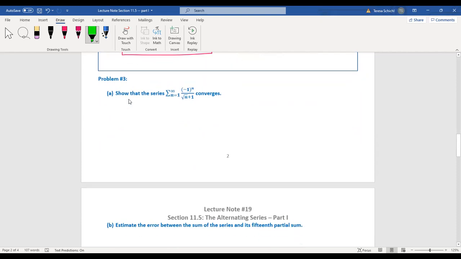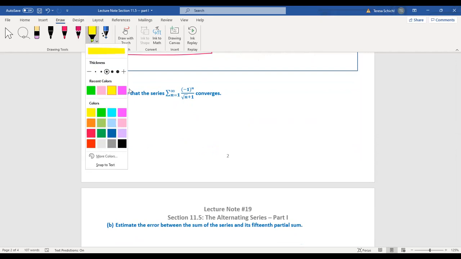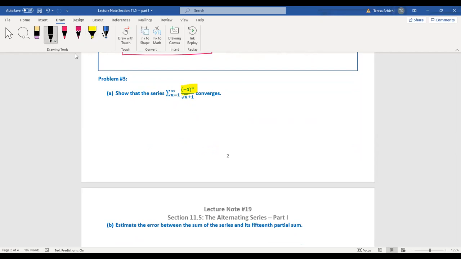Now let's take a look at an example. Show that the series converges. The first thing is that this is an alternating series. Then a_(n+1) is obtained by replacing n with n plus 1. The denominator of a_(n+1) is greater than that of a_n, so a_n is greater than a_(n+1), which means a_n is decreasing.